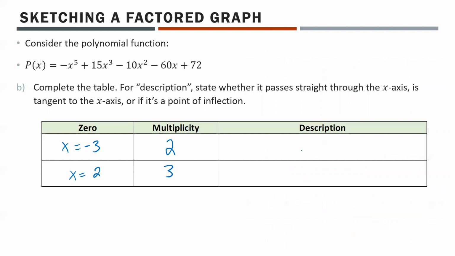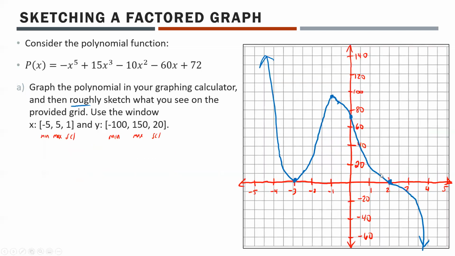Now, if I'm going to describe these using these phrases here, a multiplicity of 2 is certainly tangent to the x-axis. That just means it doesn't pass straight through. It just kind of grazes the surface. And then as for this one, multiplicity of 3, that's going to be a point of inflection because it kind of changes its concavity a bit. It's kind of got a bit of a swerve to it. That's what we just call a point of inflection.